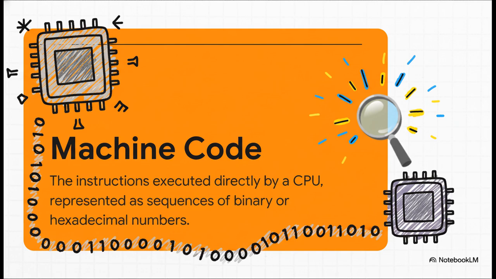Well, it's called machine code. And look, this isn't a language for you and me. It's not meant to be read by humans. It's designed for silicon. It is the most direct, the most primitive way to tell a computer what to do. Just a raw stream of numbers that the CPU understands instantly.